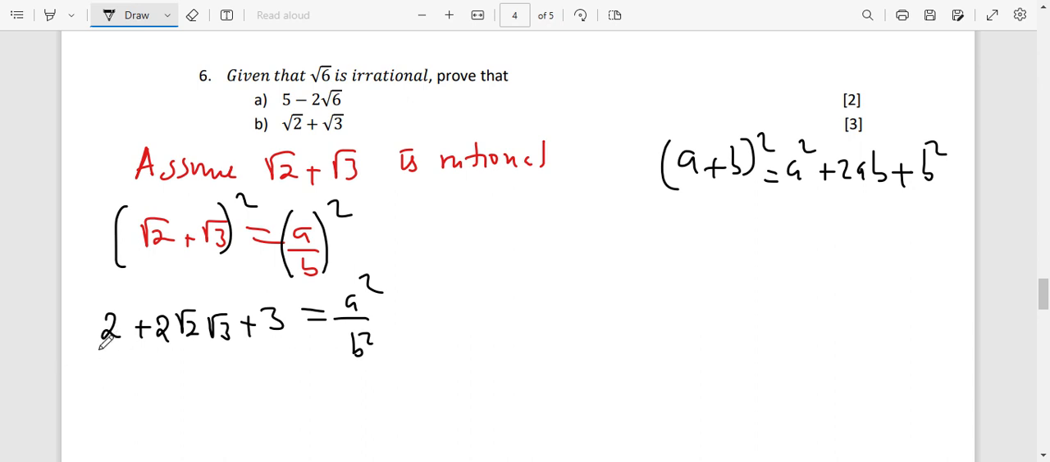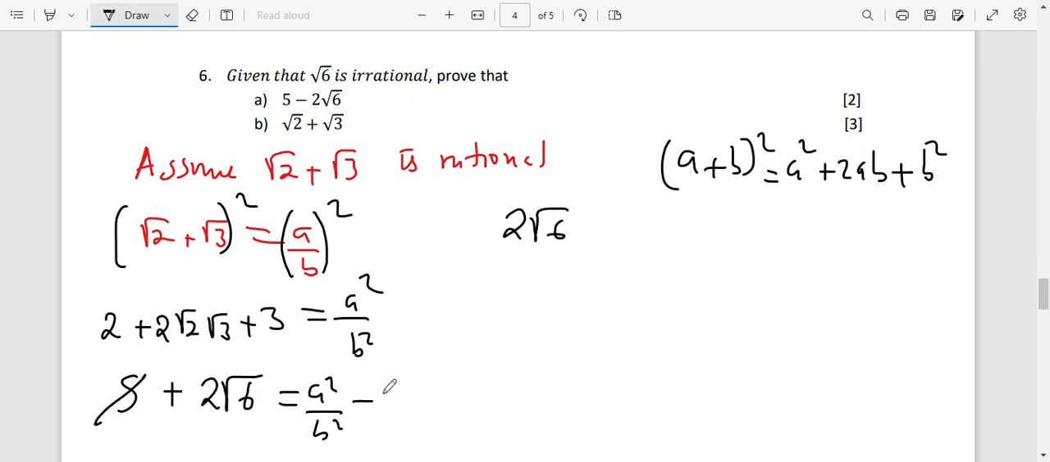Yes. Okay, add like terms: 2 plus 3 is 5, and then plus 2 square root of 2 times square root of 3, which gives square root of 6. Just take those inside the root and multiply them, and that will be a squared over b squared. Then take the 5 to the other side, so that will be 2 square root of 6. If the 5 goes to the other side, it will be minus 5, equal to a squared minus 5 b squared over b squared.